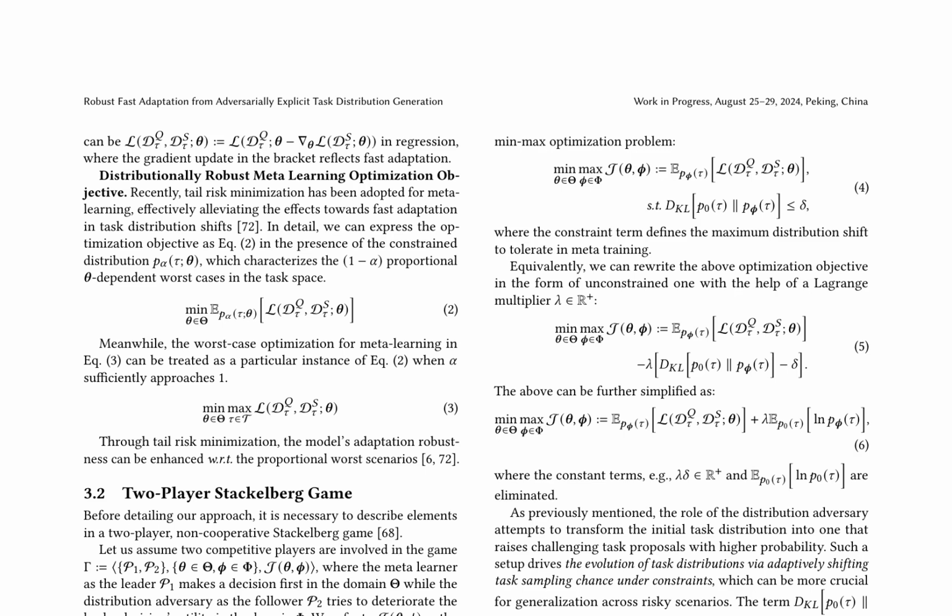The research paper presents a novel approach to robust fast adaptation in metalearning by introducing adversarial task distribution generation. This framework is based on a two-player Stackelberg game, where the meta-learner acts as the leader and a distribution adversary as the follower tries to deteriorate the leader's decision. The objective is to minimize the risk function while constraining the distribution shift.